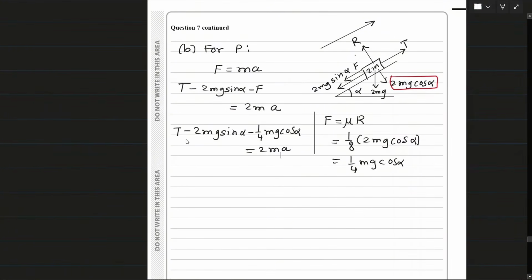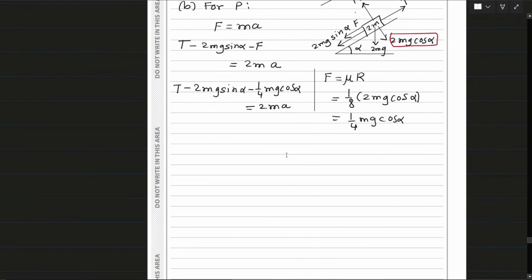We see that in this equation, we have sin alpha and cos alpha as two unknowns. So what we can do is further simplify this equation by using the values of sin alpha and cos alpha. We know that the plane is inclined at an angle of alpha, and tan alpha is given in our question as 5/12. We can derive the values of sin alpha and cos alpha from this value. To do that, I'm going to use a right angle triangle.